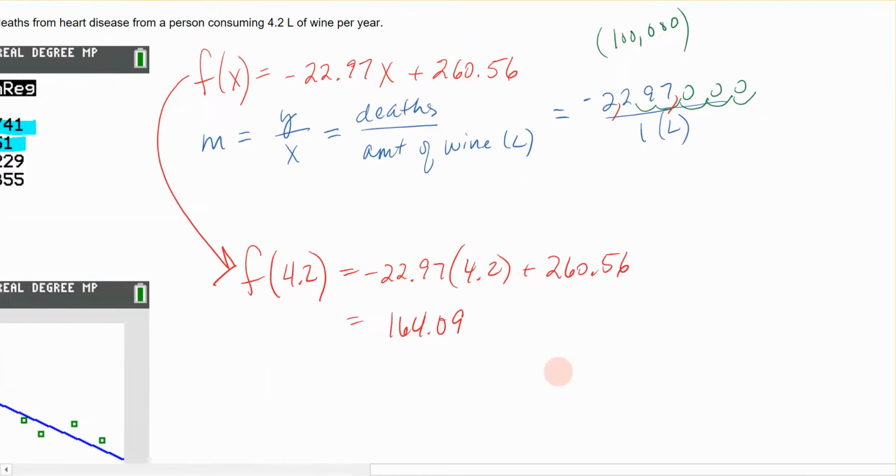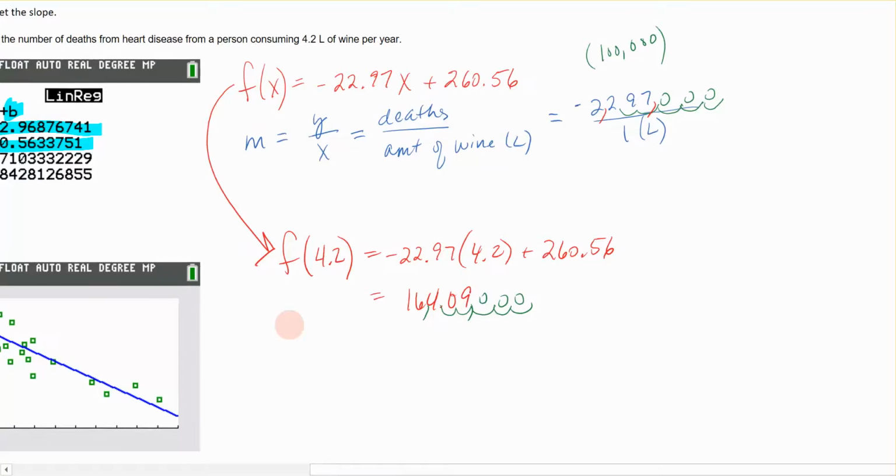And that gives me, when I simplify that out, 164.09. Now remember, I'm going to move the decimal place over just to make this a little easier to see. That would be the answer, 164.09 per 100,000, or 1, 2, 3, 4, 5. So I have 16,409,000 deaths from heart disease for people that consume 4.2 liters of wine per year. Okay, so I can predict the number of deaths.